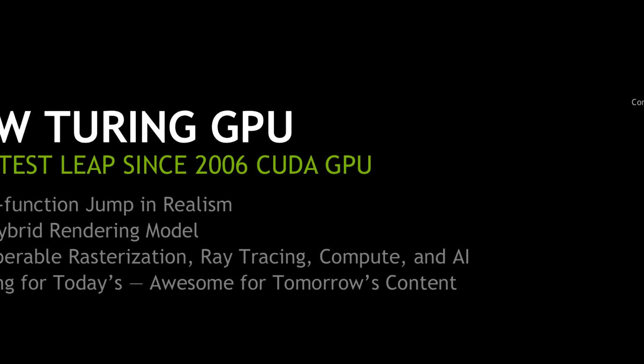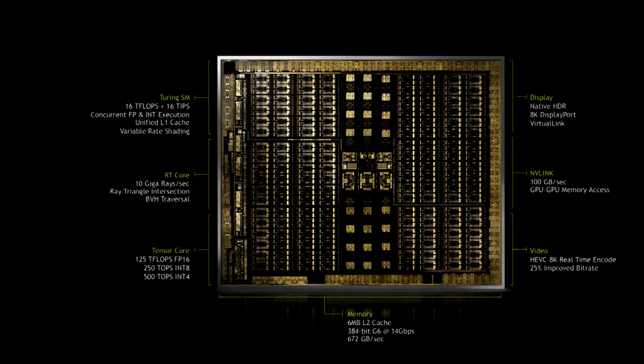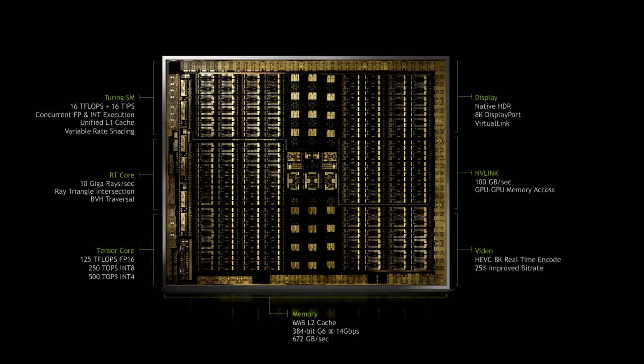So this is the actual Turing chip itself. We've got display, NVLink and video on the right, and Turing SM, RT and Tensor Core on the left. Let's start off with the right-hand stuff, because the really interesting stuff is on the left, and we're going to finish off with that.